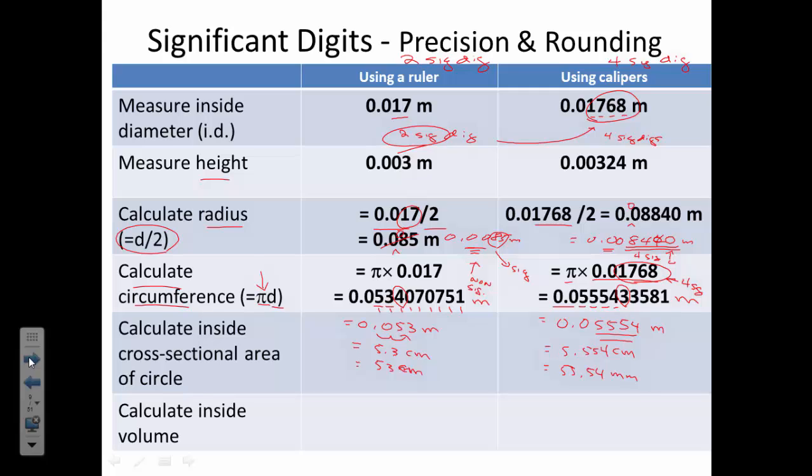All right. So on the right is using calipers. It's a more expensive instrument. It gives you better precision. And here's a cheap ruler. I have less accuracy, less precision.